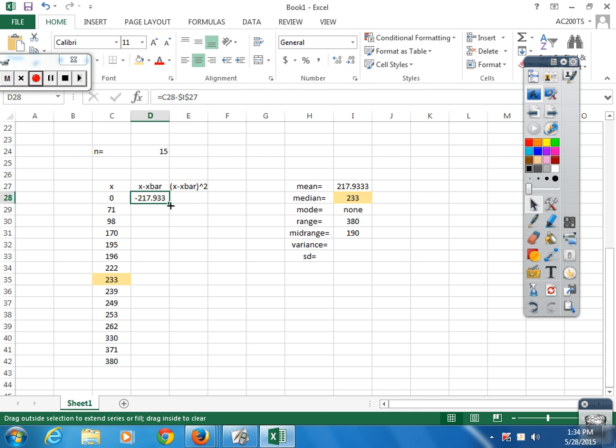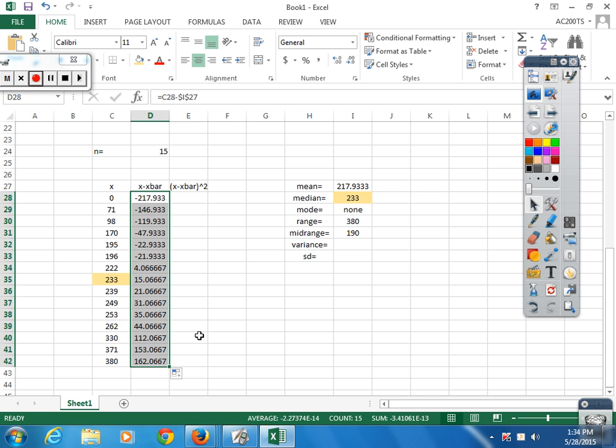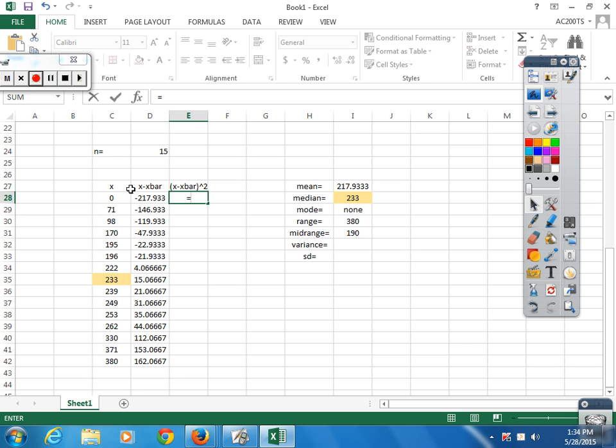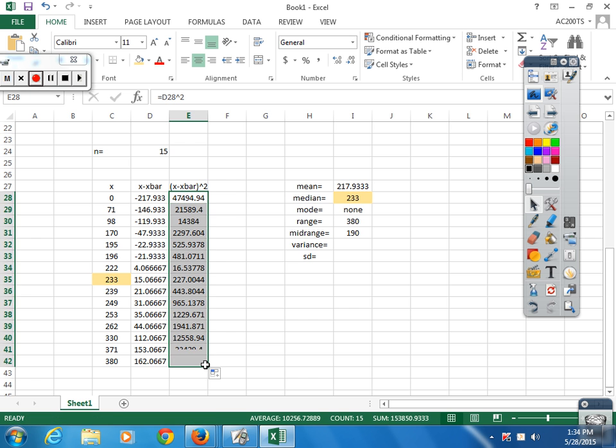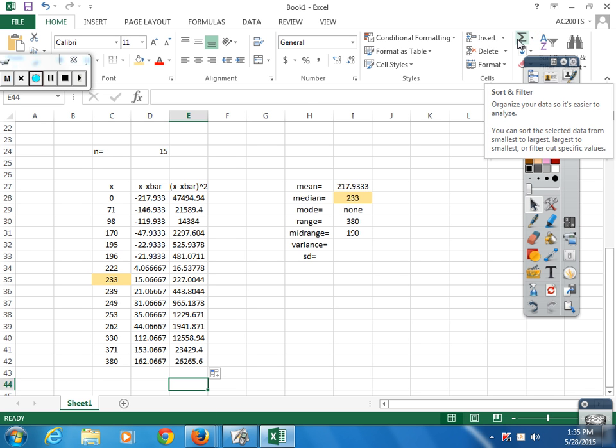And copy down. And then what am I going to do to x minus x bar? Square it. Make them all positive. And then what do we do to x minus x bar quantity squared? You add them all together. And that'll give you your numerator.